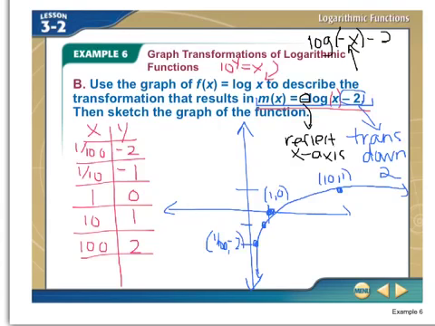But what we want to do is take these points and go ahead and graph m of x. So to start graphing this function, I'm going to start by taking all the points on f of x and reflecting them across the x-axis. So this point right here is going to be at positive 2 and 1/100th. So 1/100, 2.